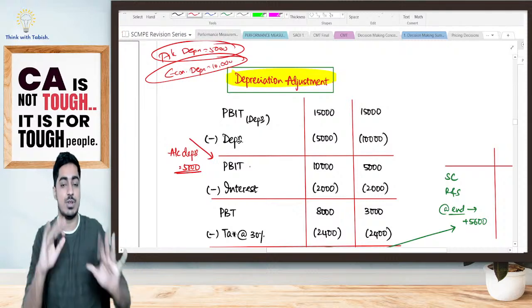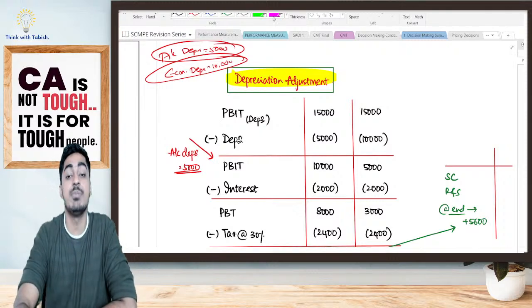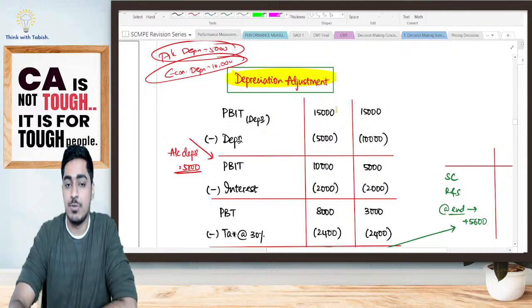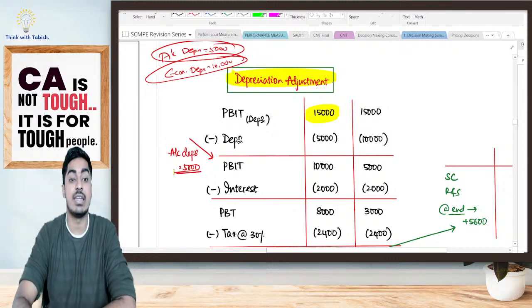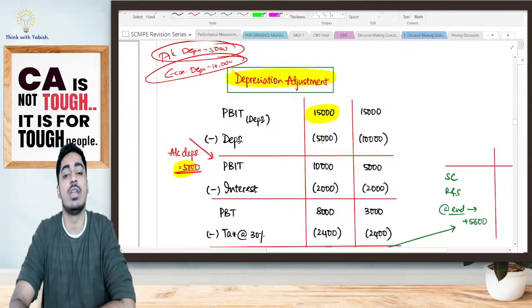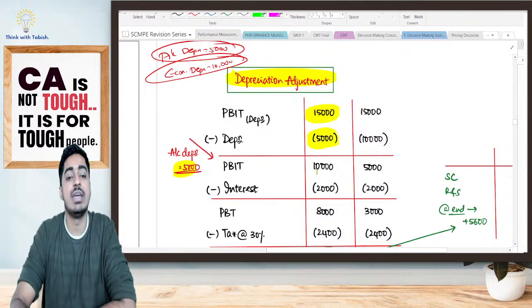Believe me, it's one of the simplest things. Suppose in my books I am showing profit before interest, depreciation and tax of 15,000. From that 5,000 is my depreciation, so I will reduce 5,000 rupees. I will be getting 10,000 rupees as profit before interest and tax.